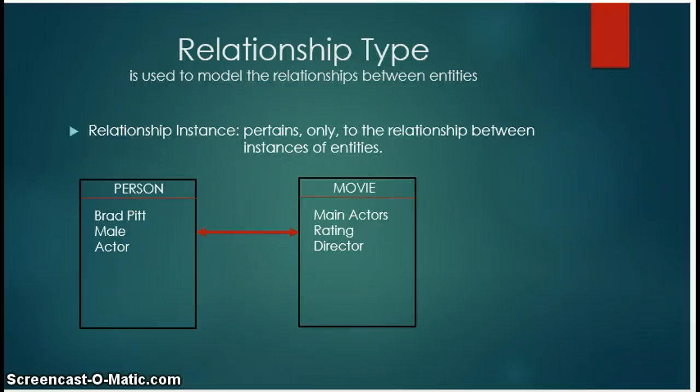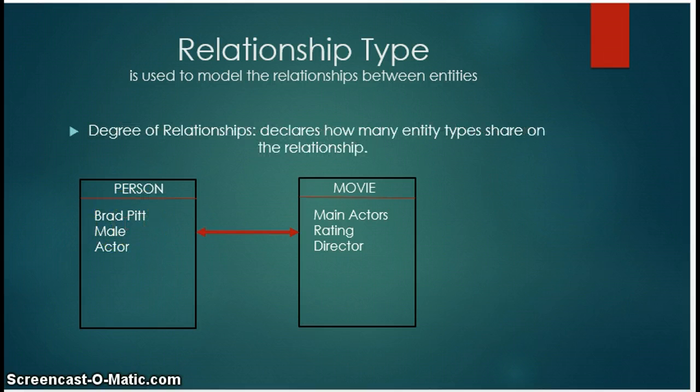Here are the relationship types. A relationship type is used to model the relationship between entities. So here we have the relationship instance, which pertains only to the relationship between instances of an entity. Here you will have a movie and movie actors. Brad Pitt is an actor, so they both relate because they're using that main instance. So if you want to go to actors, the movie entity will relate to the person entity by choosing the name of the actor.